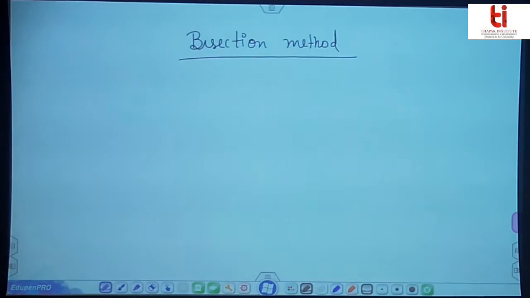In the last class, we discussed the bisection method, how to apply it to find the solution of a nonlinear equation. In this section, we'll find the error bound for the bisection method. So we are going to start with a theorem. This theorem is about finding the rate of convergence of the bisection method.